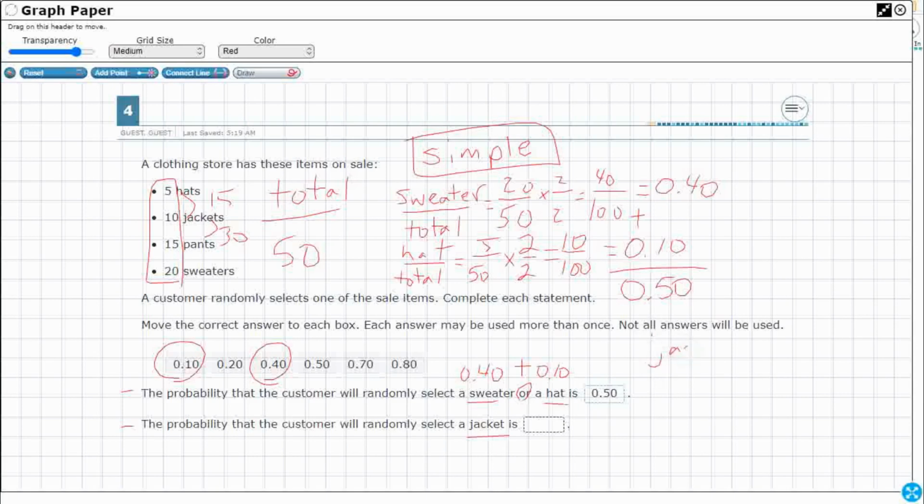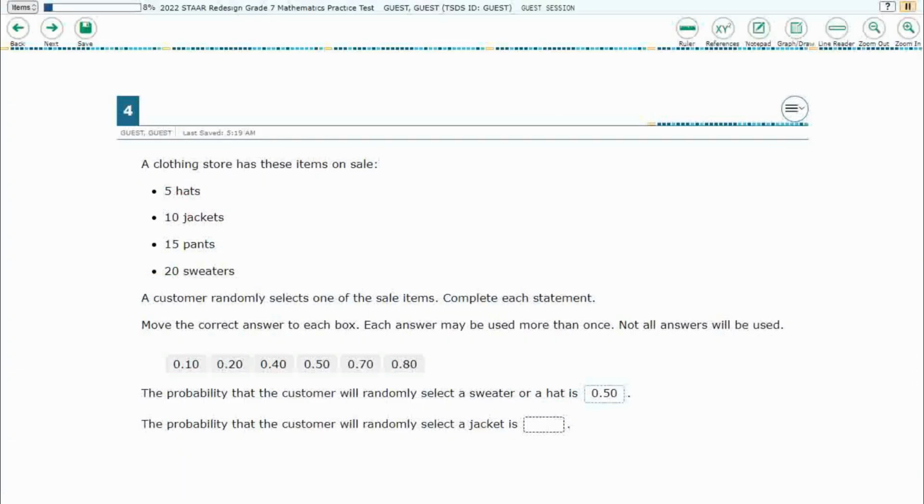So the jacket over my total, and that's going to be 10 jackets, 50 total. So we're going to multiply that by 2 over 2, and there we go. Look at that, 20 hundredths, which means we're going to do 0.20. And that is my second answer.